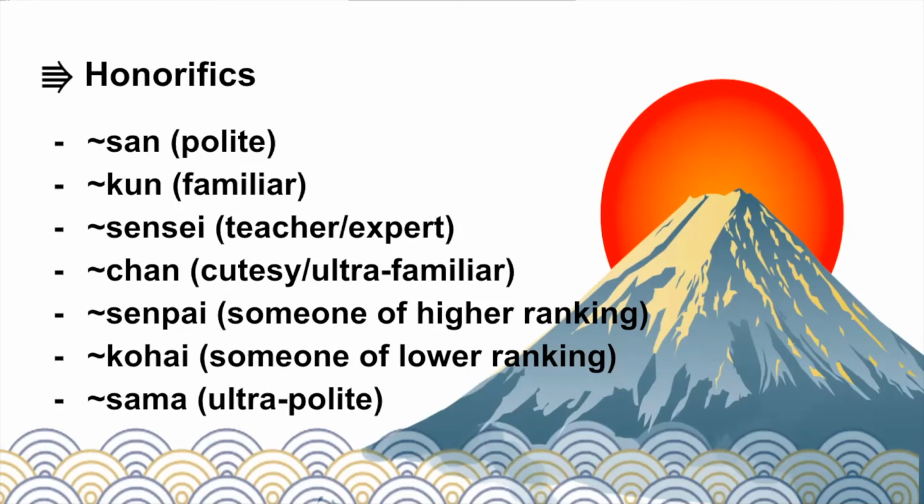And then there's sama, which you almost never use. It basically means like master or something like that. It is ultra, ultra polite. You will hear people working at restaurants or traditional Japanese inns, which are called ryokan, use this to refer to customers out of the utmost respect, but it's kind of because they're waiting on you. So if you want to show a lot of respect to someone, usually san is fine, unless it's like a king or something. Then you might use sama.